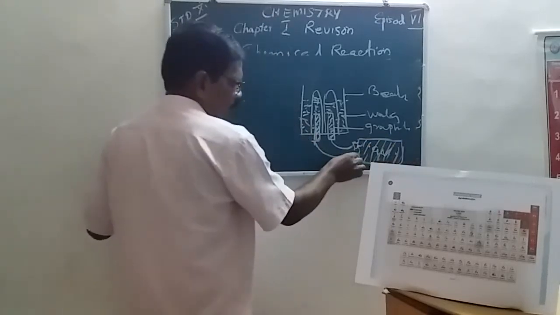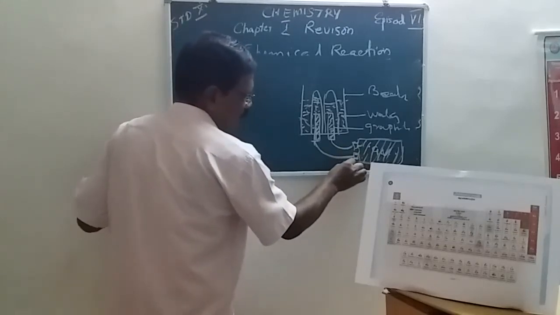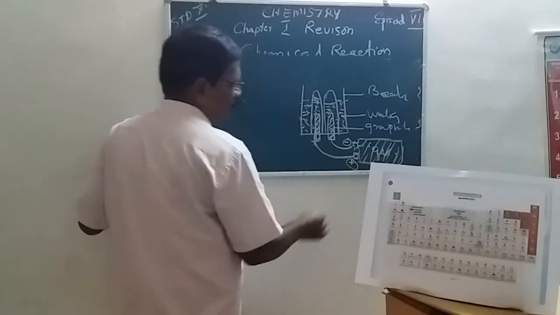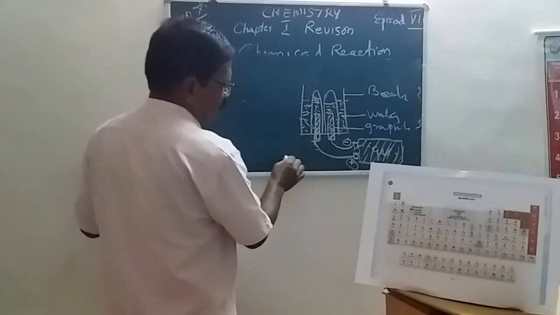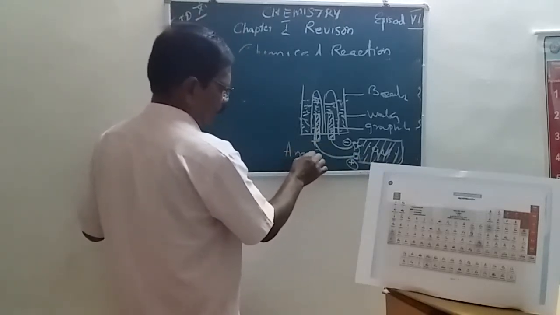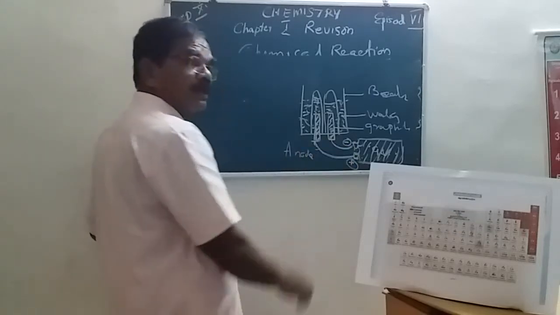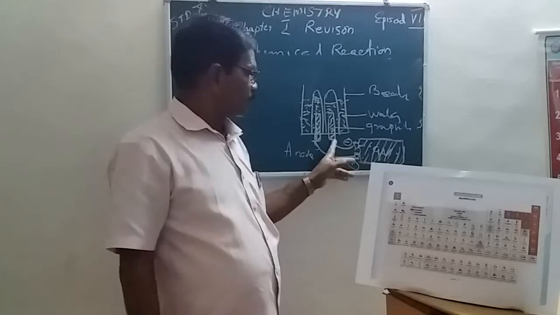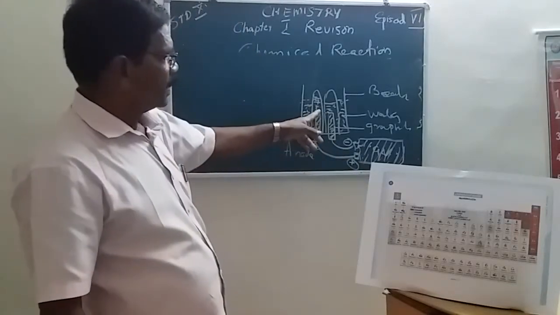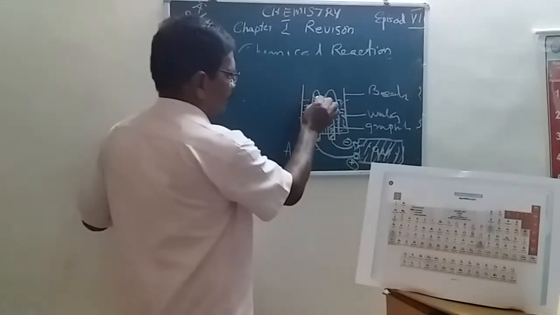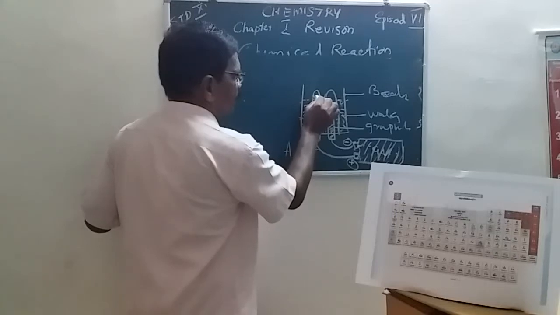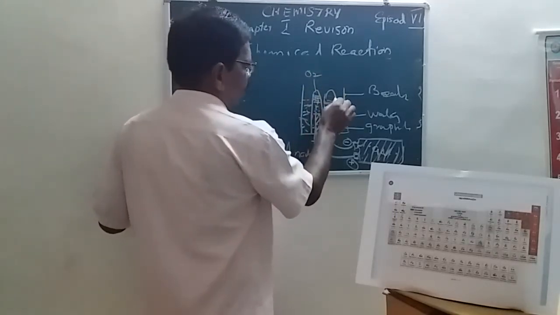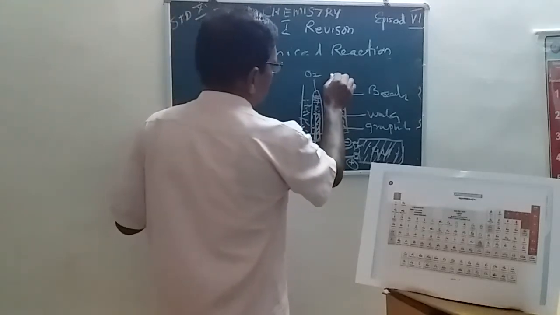This is the positive and this is the negative electrode. The positive electrode is known as anode. The negative electrode is known as cathode. You have already studied this in physics class also, in the electricity class. What we can see at the anode is oxygen. At the cathode, hydrogen.